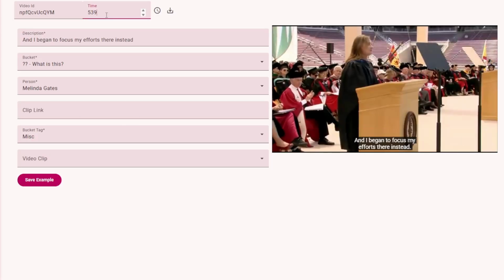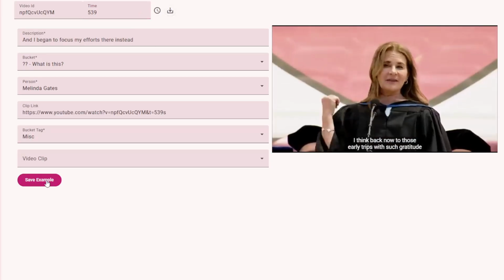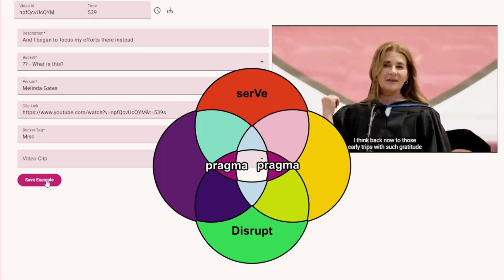"And I began to focus my efforts there instead." Focusing her efforts here sounds like a pivot, as if she had identified the real problem instead of the one she set out to solve. This isn't super clearly pragmatic, but I think at this point we can safely say that she is a server, and so maybe we can work backwards, trying to understand what it is that servers care about from this statement.